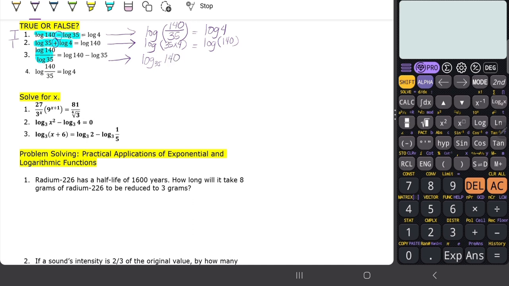And dito naman sa right side, itong log 140 minus log 35, nasabi na natin kanina that is just equal to log 4. Okay? So, obviously, the left side is not equal to the right side. Therefore, item 3 is false. Okay? And item 4, so 140 divided by 35 is 4. So, log 4 equals log 4. Therefore, it is true.